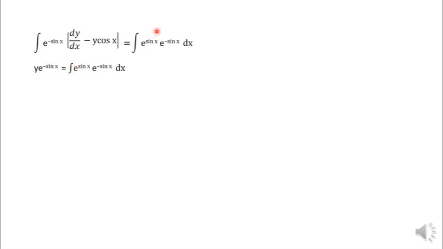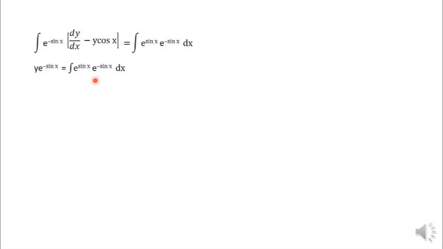So this is what we have. Now if you integrate the left hand side and the right hand side, we get y e raised to the power minus sin x, because this is not being integrated. The same thing is still being brought down. Now don't forget we are integrating with respect to x. That's how you have to get this.